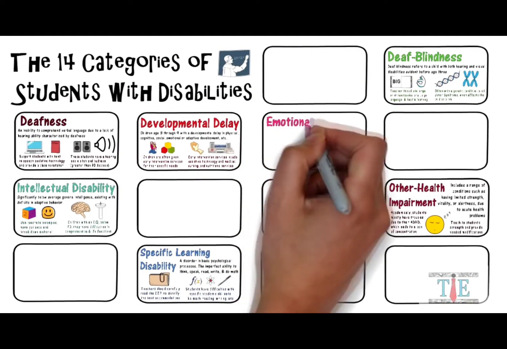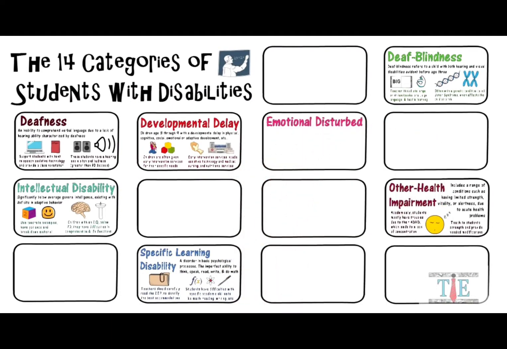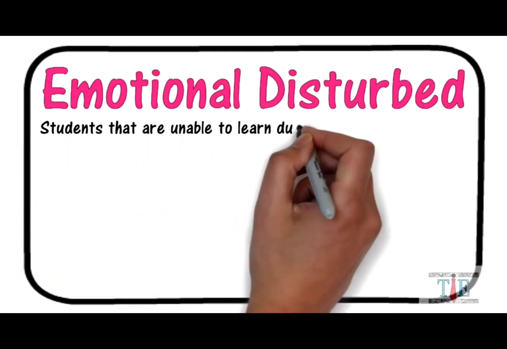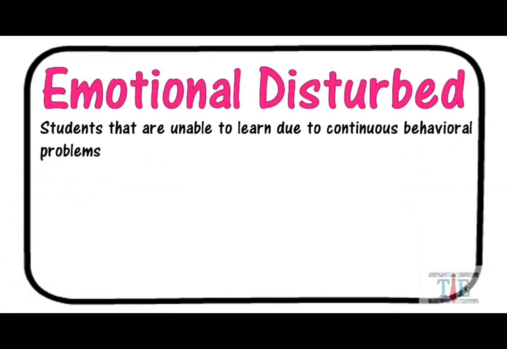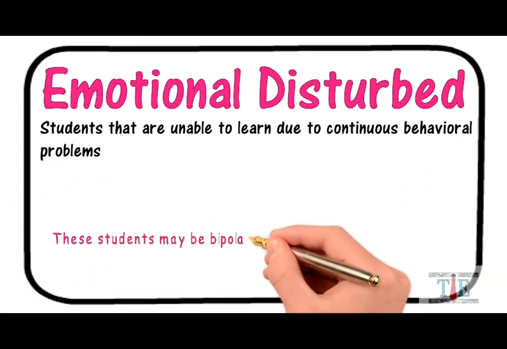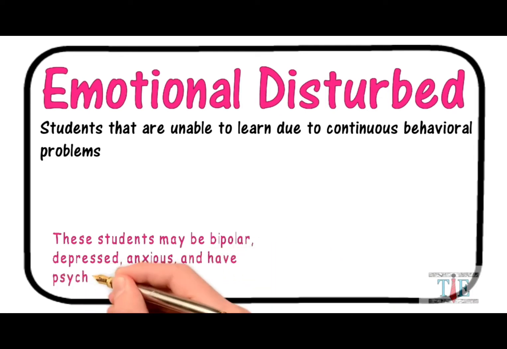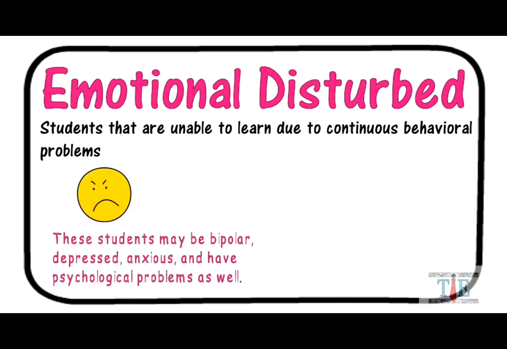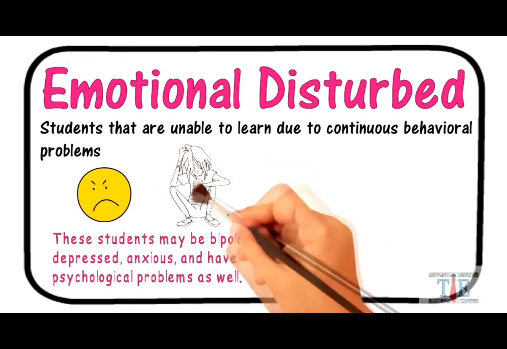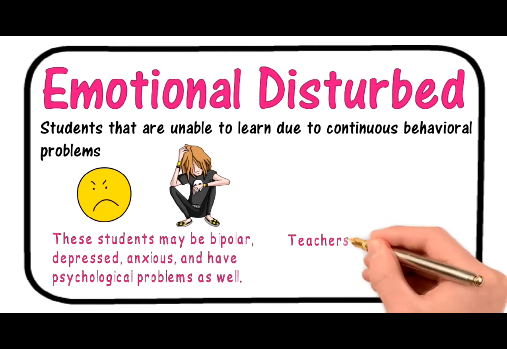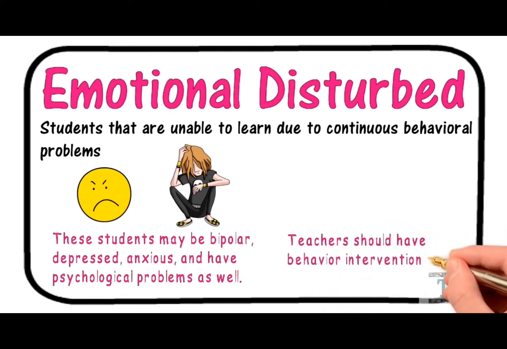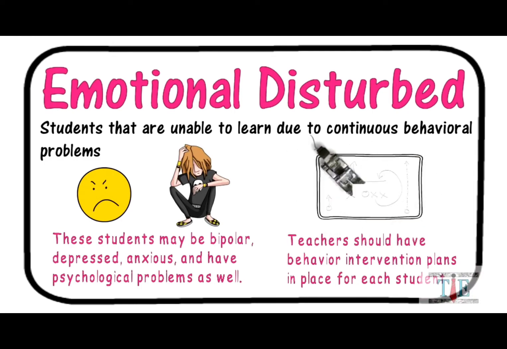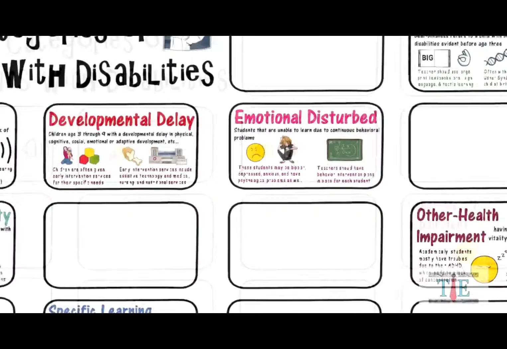Our next category is emotionally disturbed, or emotional disturbance. These students may be bipolar, depressed, anxious, and have psychological problems as well. These children are ill-tempered and anger easily. Some are very withdrawn and antisocial. Teachers should have the behavior intervention plans in place for each student. These kids are some of the most difficult to teach. You must be prepared to have a plan of action.